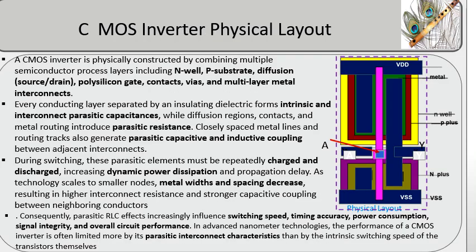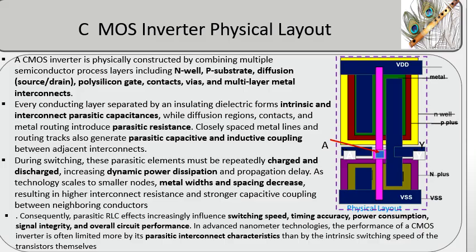The figure shows the physical layout of a typical CMOS inverter, constructed by combining multiple fabrication layers such as diffusion, polysilicon, contacts, and metal interconnects. The PMOS transistor is placed in the N-well and connected to the VDD supply, while the NMOS transistor is fabricated in the P substrate and connected to VSS. The vertical polysilicon gate crossing the diffusion regions forms the conducting channels of both transistors, and the metal layers provide the input, output, and power connections.